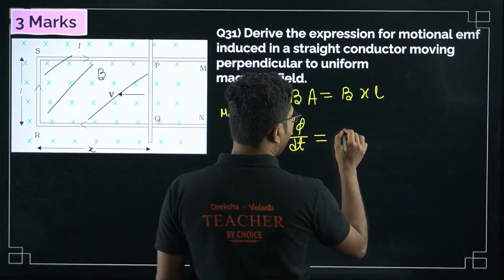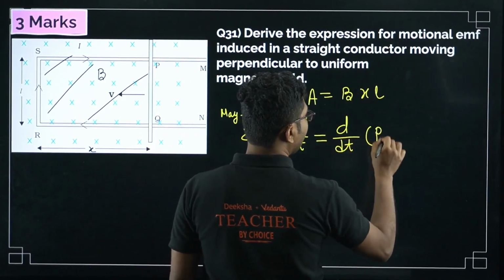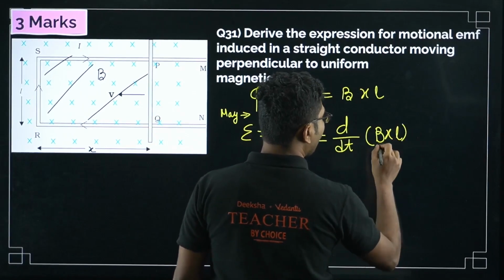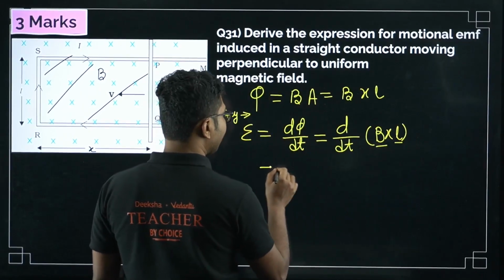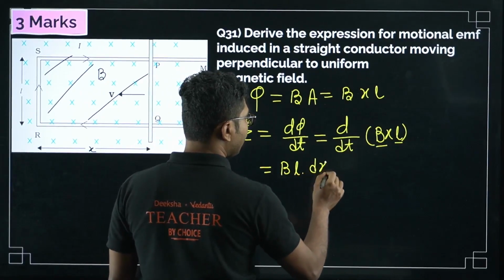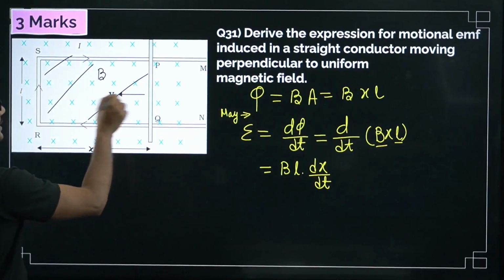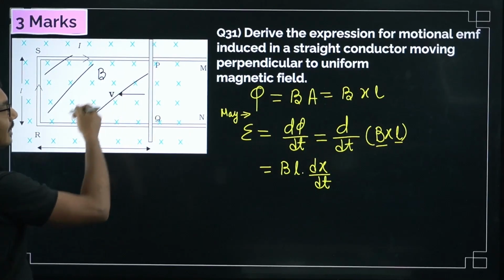Now d phi by dt is d by dt of B x L. Now B and L are constant, so they will come out of the differentiation. So B into L into dx by dt. What is dx by dt? dx by dt is basically, if you remember from your first PUC, the velocity.